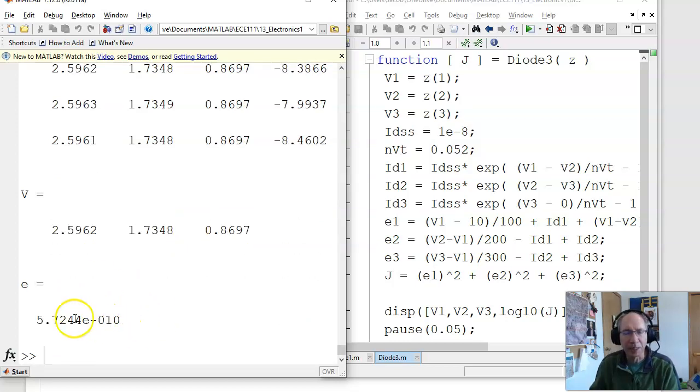That's pretty much the same answer. So this is pretty close to 0, saying it found the answer. And here are your voltages, V1, V2, V3.